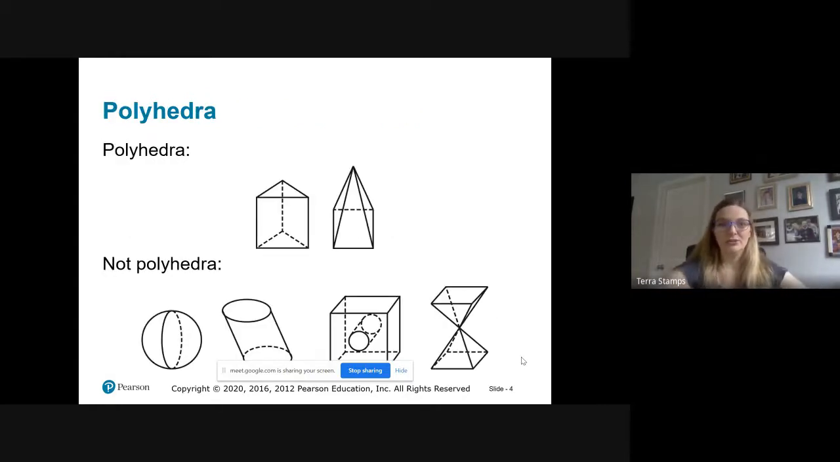So let me show you some pictures here. Up top, we have some examples that are polyhedra. And then we have examples down there that are not polyhedra. So let's talk about why those are not polyhedra.